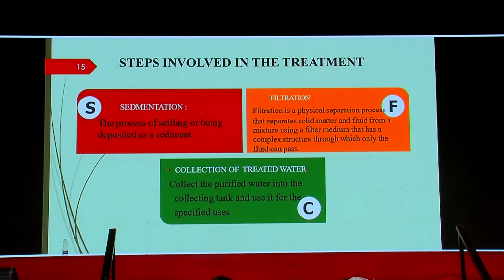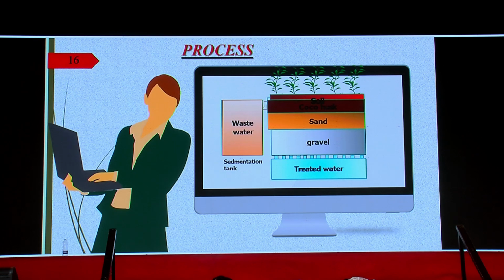The steps involved in the treatment are sedimentation, filtration and collection of treated water. Sedimentation is the process of settling or depositing sediment, and filtration is the physical separation process that separates solid matter and fluid from a mixture using a filter medium that has a complex structure through which only the fluid can pass. Collection of treated water: collect the purified water into the collecting tank and use it for the specified uses.